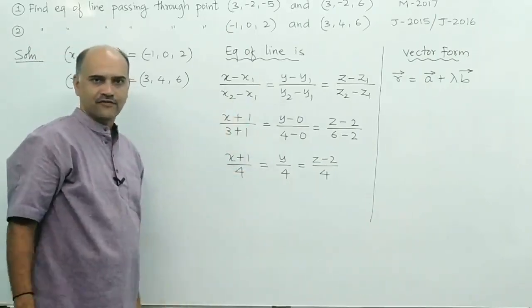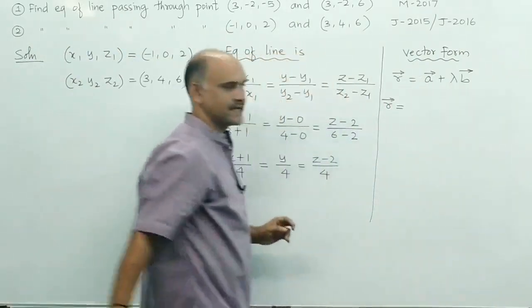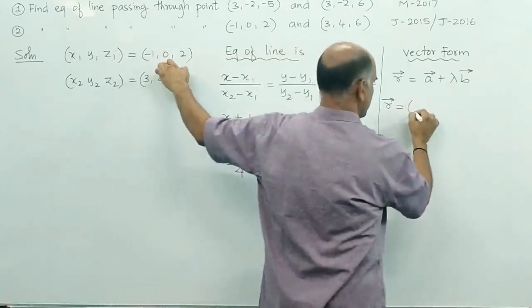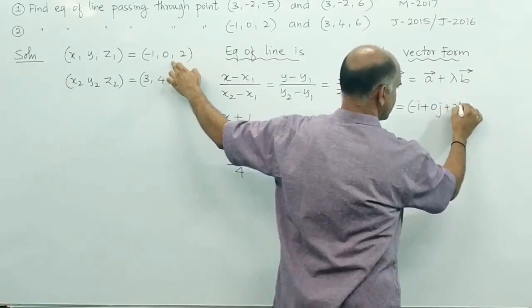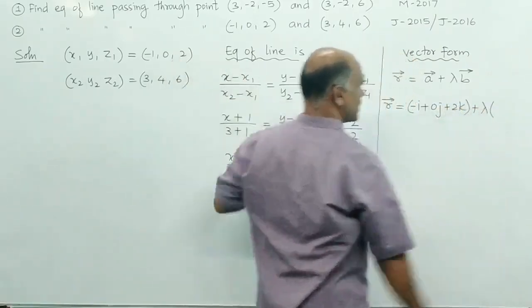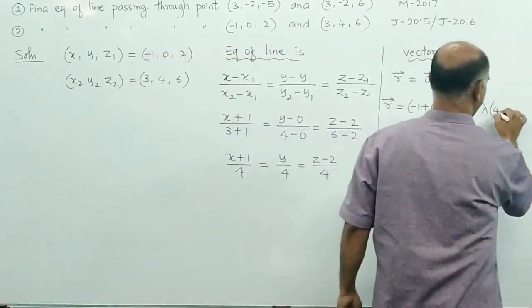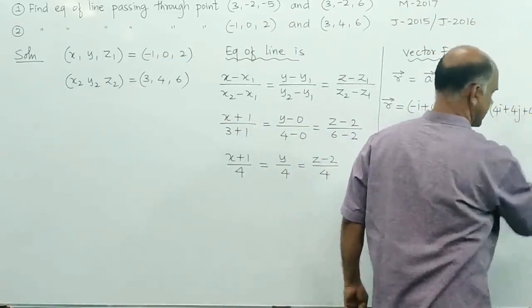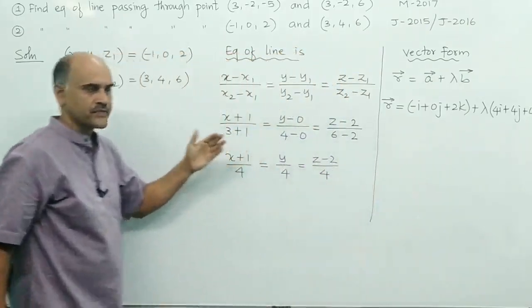Again you write the vector form. So the vector form is r = a, where a denotes x1, y1, z1. So you'll have minus i plus 0j plus 2k plus lambda into bracket, and the direction ratios are 4, 4, 4, so 4i plus 4j plus 4k. So this denotes the vector form. Clear, students? Okay.